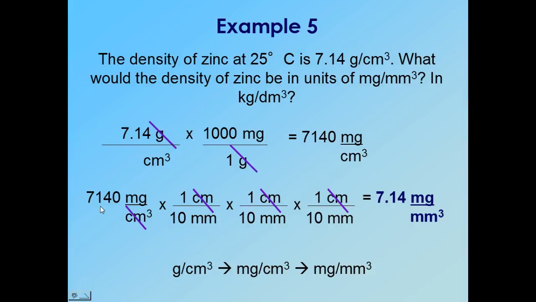So because I changed the numerator by 1,000 going from grams to milligrams, and I changed the denominator by 1,000 going from centimeters cubed to millimeters cubed, it ended up being a wash, and the quantity was the same as it was to begin with, even though they were different units. This does not tend to happen unless you have units in the numerator and denominator that both require conversions, and even then it's not going to happen all the time.